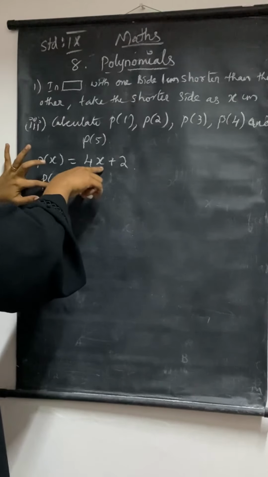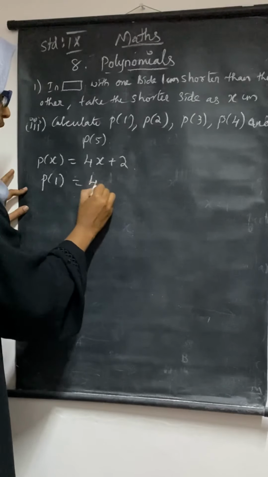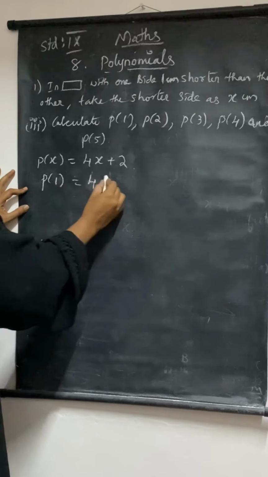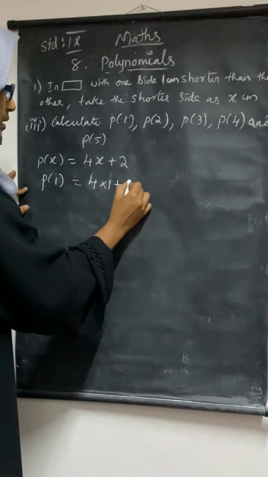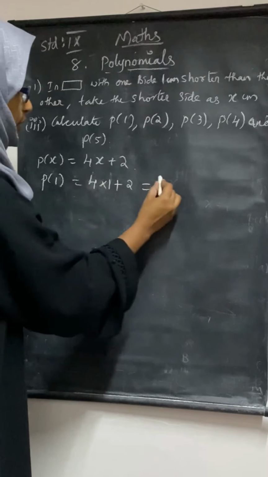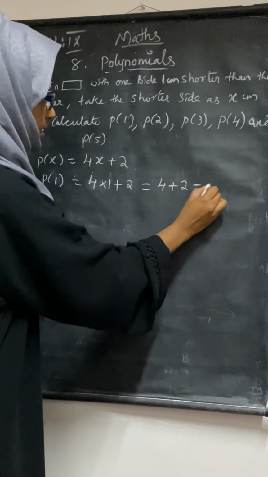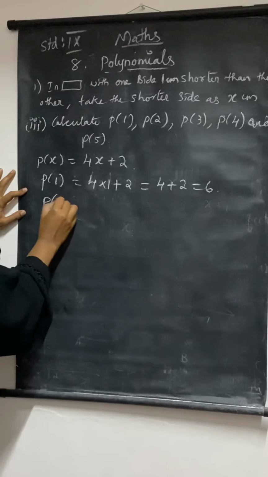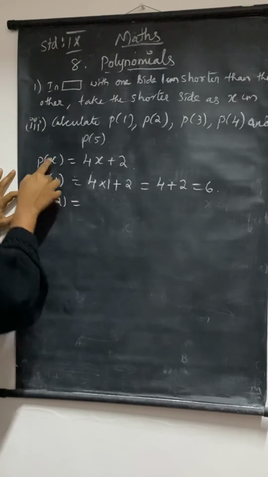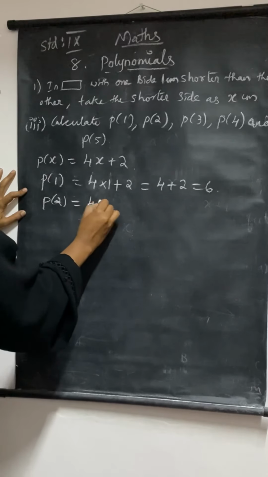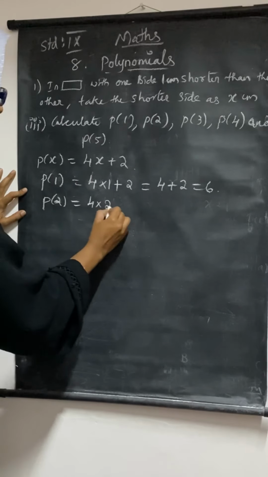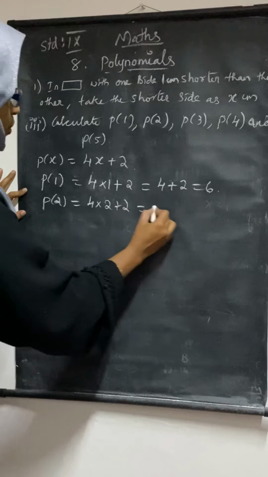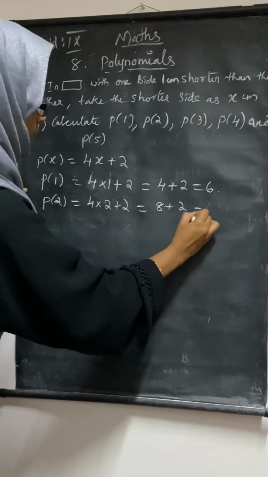So same way here, instead of x I have to put 1. So 4 into x, how much here? 1. 4 into 1 plus 2. What is that? 4 into 1, 4 plus 2, you will get 6. Got it? P of 1 is 6. Now next p of 2. P of 2 is equal to, x became 2 now. So 4 into x, how much here? 2 plus 2. That is 4 2s are 8 plus 2, 10.